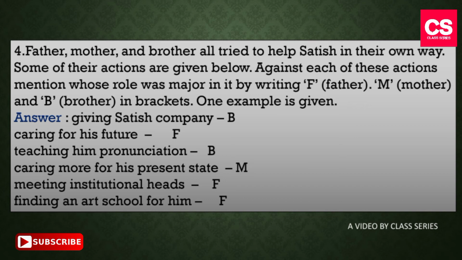Number 2. Caring for his future. F. Father. Number 3. Teaching him pronunciation. B. Brother. Number 4. Caring more for his present state. M. Mother. Number 5. Meeting institutional heads. F. Father. Number 6. Finding an art school for him. F. Father.